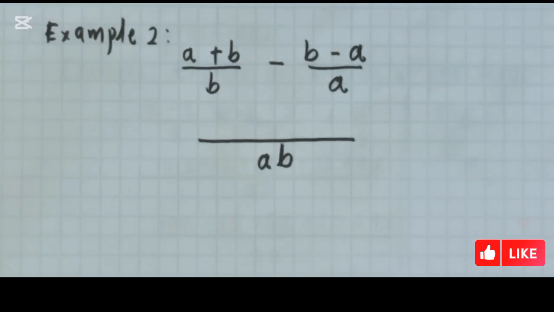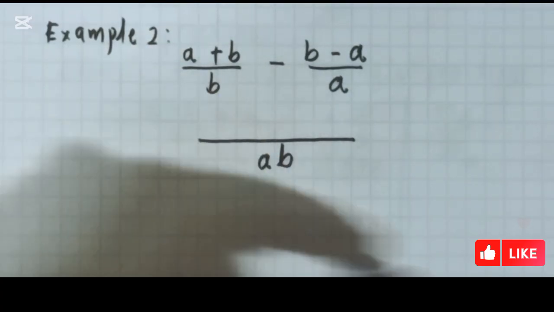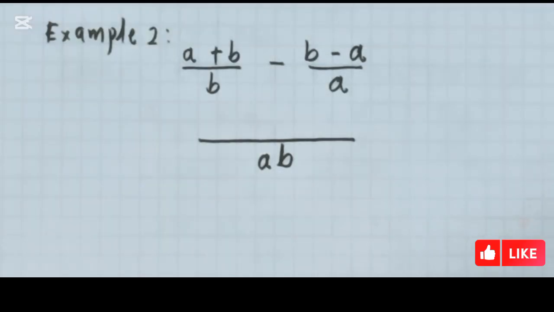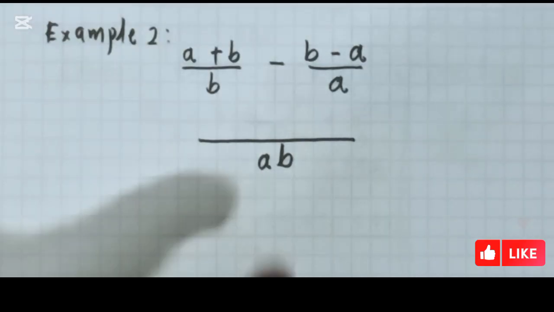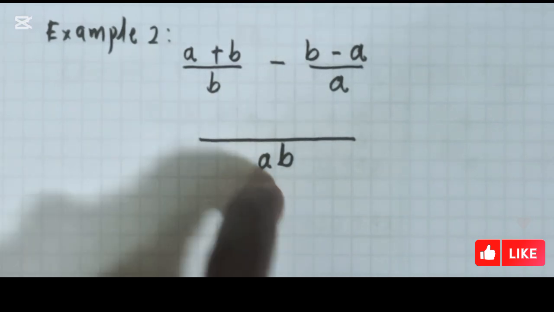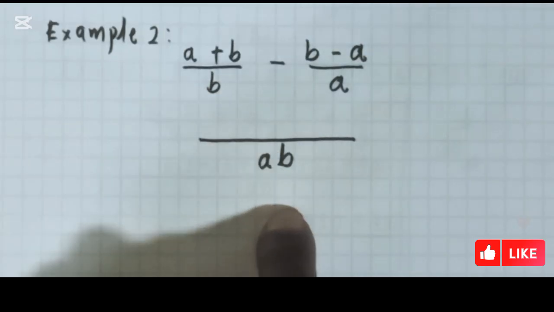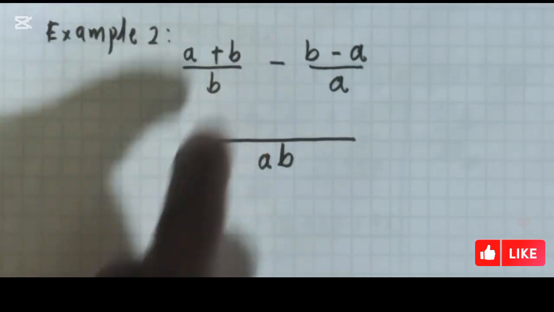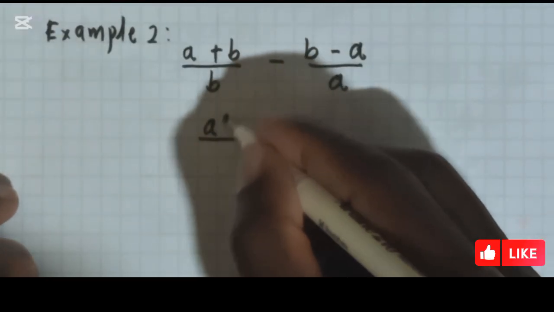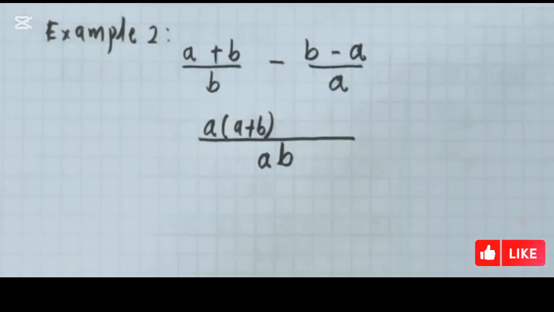So for us to then solve for this, we are going to multiply each of these numerators by the quotient of ab divided by their denominators. So we're going to have ab divided by b. ab divided by b will give us a, b and b will cancel each other out. So we'll have a multiplying what? a plus b, which is our numerator. So we'll have a into (a plus b) right there. I hope that makes sense.